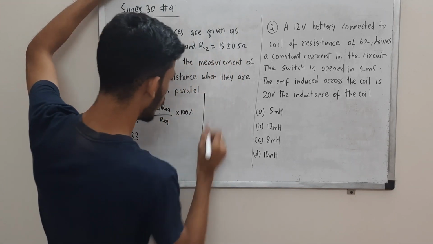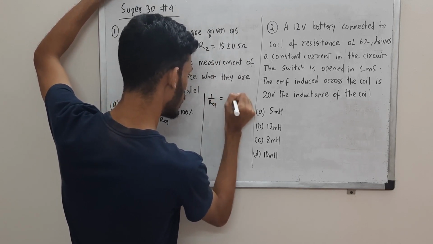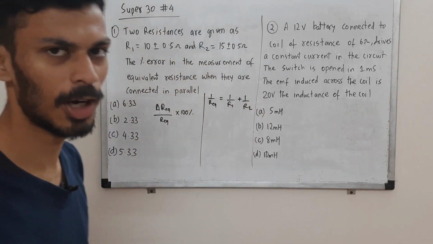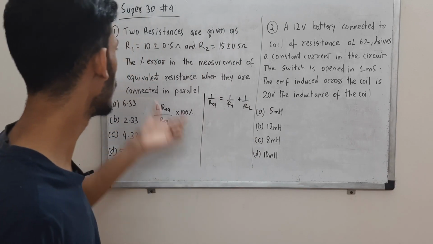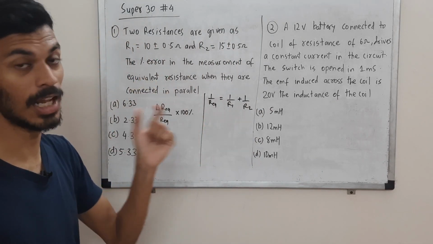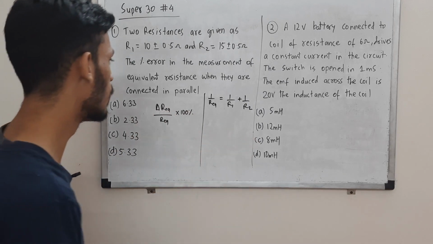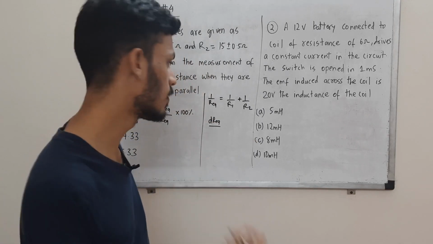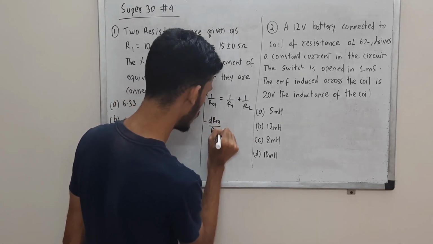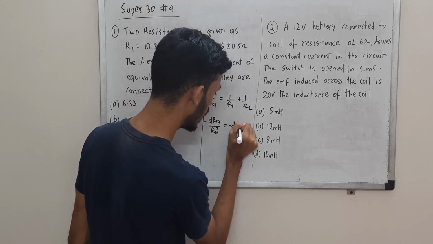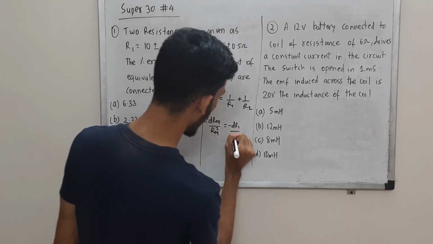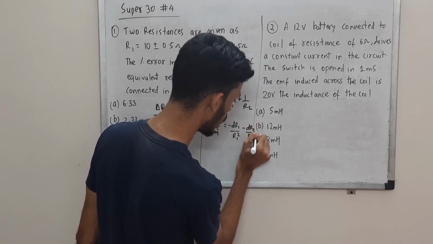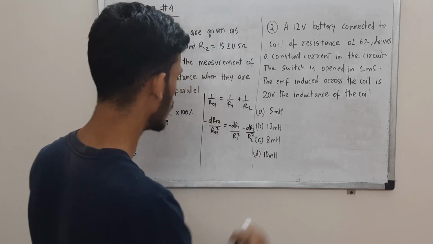Now in parallel, you have the formula 1 by R equivalent equal to 1 by R1 plus 1 by R2, right? We won't use the product upon sum, it will become slightly complicated because we are supposed to find error. I can differentiate this so that I'll get delta R, dR. If I differentiate this, I'll get dR equivalent upon R equivalent square, with the differentiation being minus 1 by R square. Here also the same thing, we'll get dR1 divided by R1 square, and here dR2 divided by R2 square, right? So if you can see, you can cancel the minus throughout.